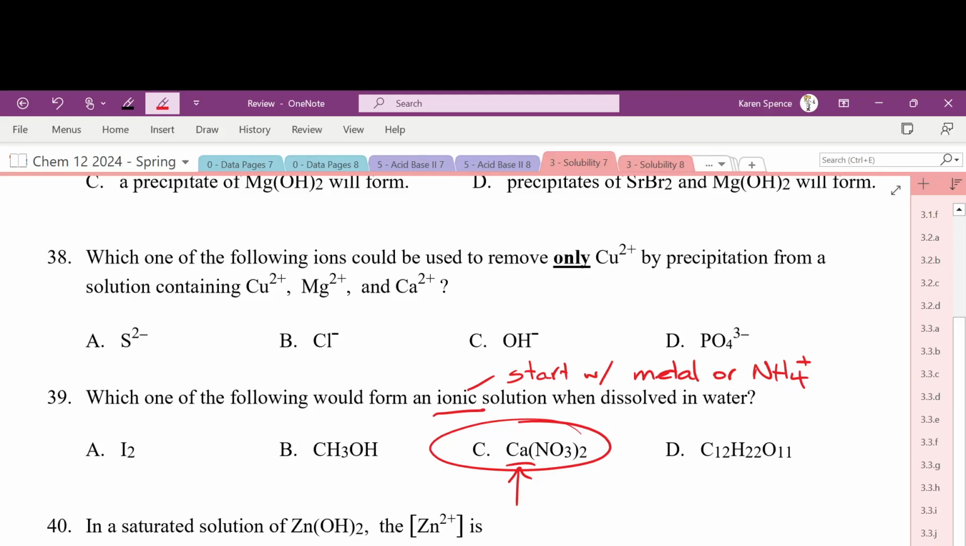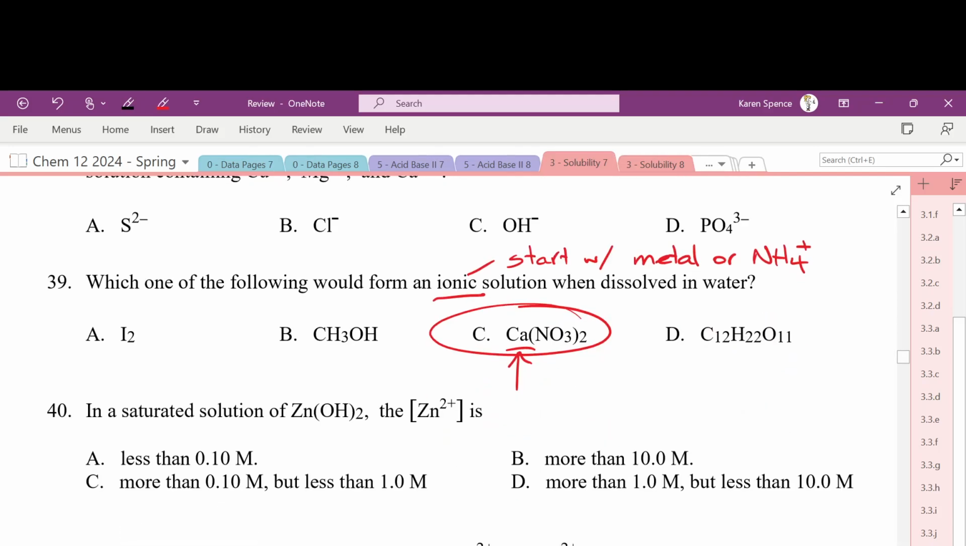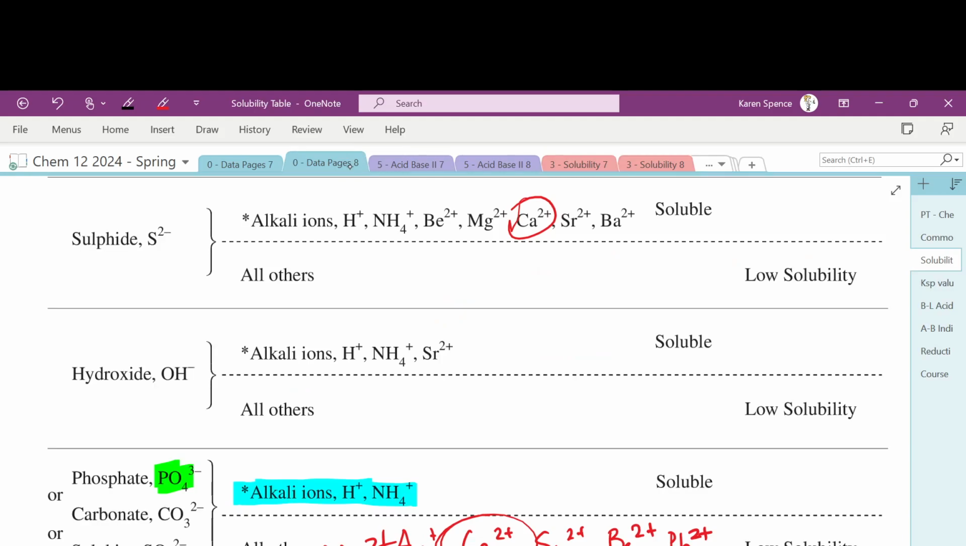And 40? Yep. Zinc hydroxide. Ooh, look! All over the place. What number am I seeing that's making me happy? 0.1 molar. So where should I be looking? I should be looking on my data booklet to see, is zinc hydroxide soluble or low solubility? I believe it's low solubility. Let's just double check. Hydroxide, all others. Zinc is not there, so it is low solubility.